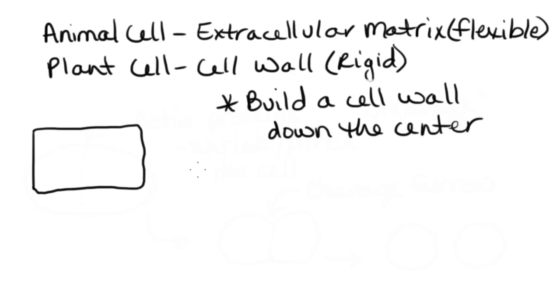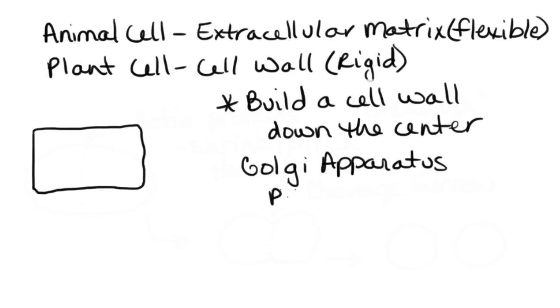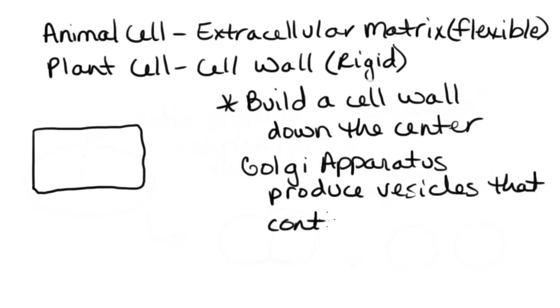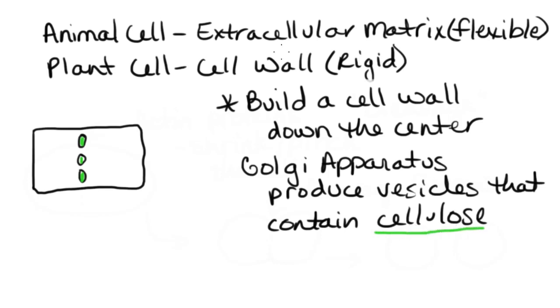To do that, the Golgi apparatus is going to produce vesicles that contain cellulose. And cellulose is really the material that makes up the cell wall of plants. So we're going to have little bubbles that start to form down the center of the cell. And then within these bubbles, if I just draw it in a different color here to indicate that it's there, we're going to have our cellulose. Okay, so the green is representing the cellulose, which is the cell wall building material.